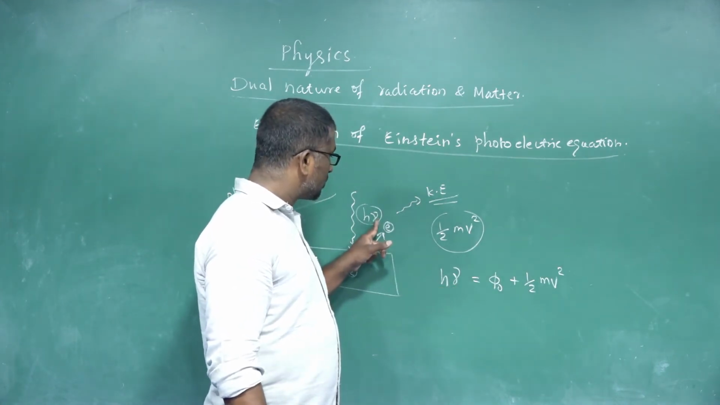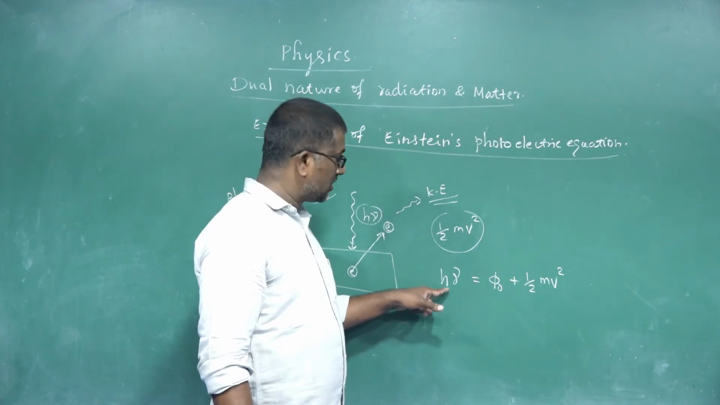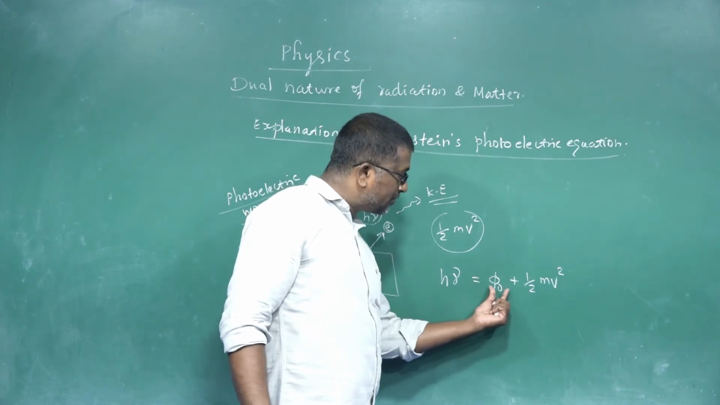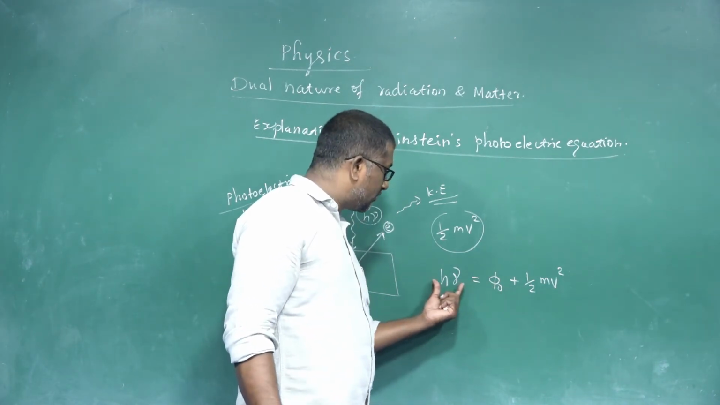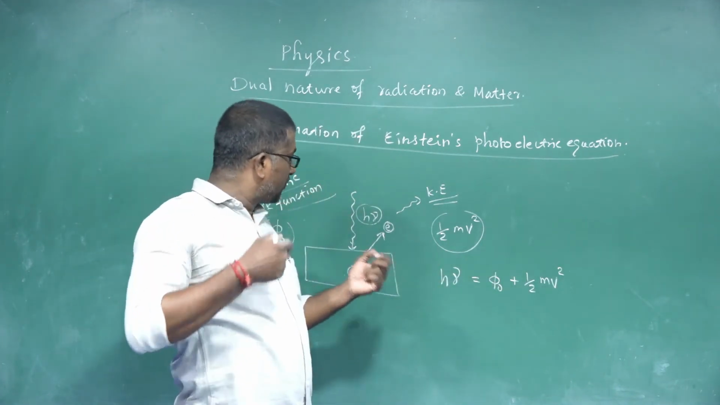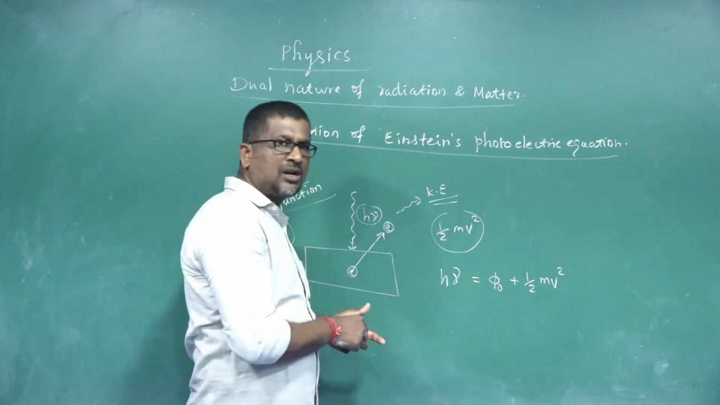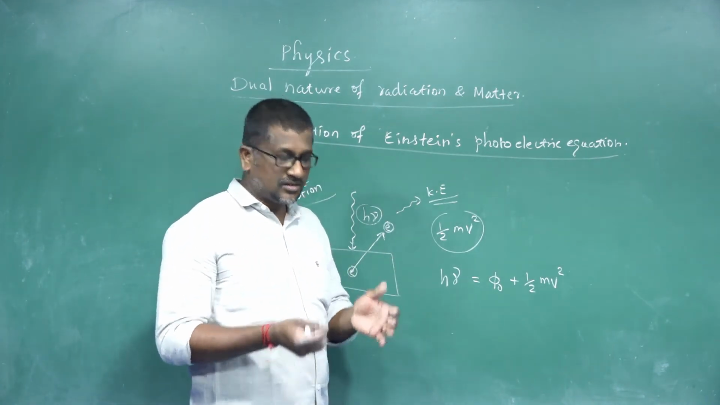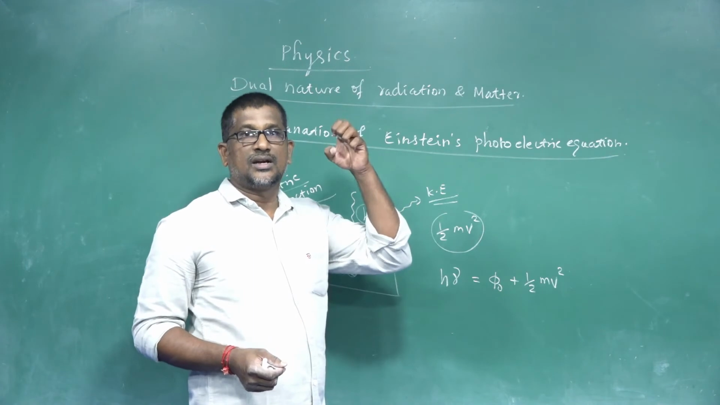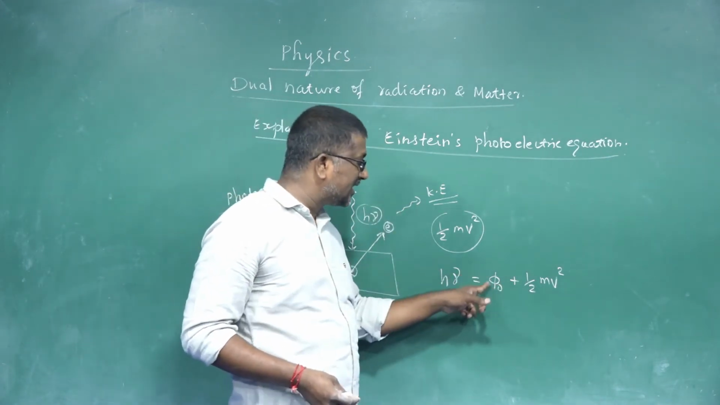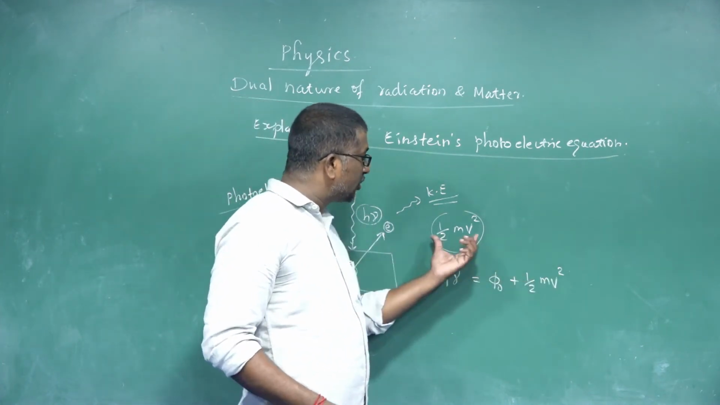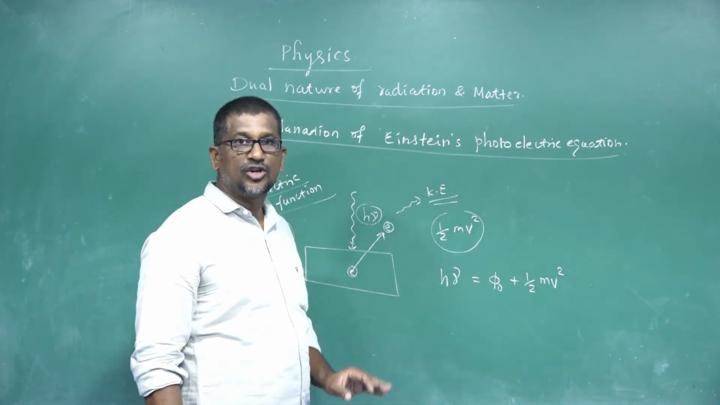So nu is the frequency of the incident radiation, and h is Planck's constant. h nu is called the energy of the photon. One part of the incident photon's energy is used to extract the electron from the metal surface, because the electrons are tightly bound to the nucleus. So energy must be supplied to extract the electron from the metal surface. That energy required is called the photoelectric work function of the metal. And the remaining part of the energy is converted into kinetic energy of the emitted electron.